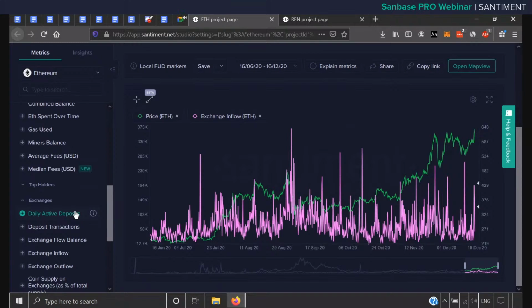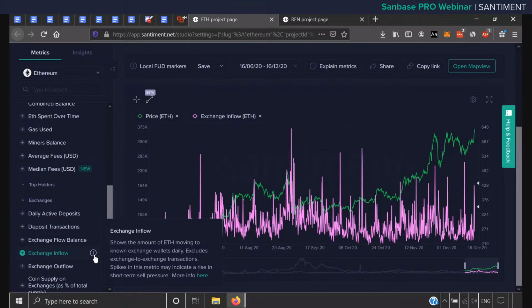It's very important to also know the total amount of a particular coin that is being moved to exchanges, so you can analyze relative sell side pressure that is being exerted on this coin. So that is why we use exchange inflow. So you can zoom in here or hover over this informational tooltip, and exchange inflow shows the amount of a particular coin that is moving to known exchange wallets daily.